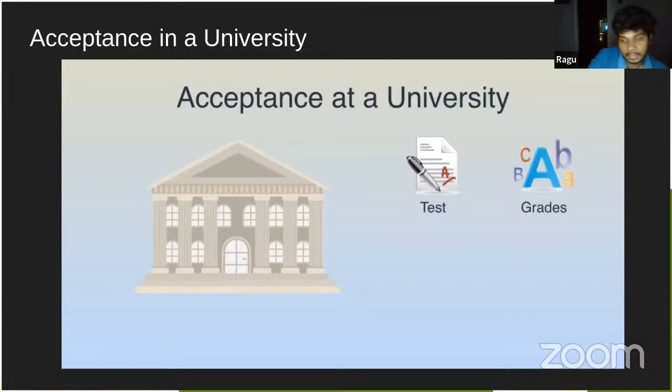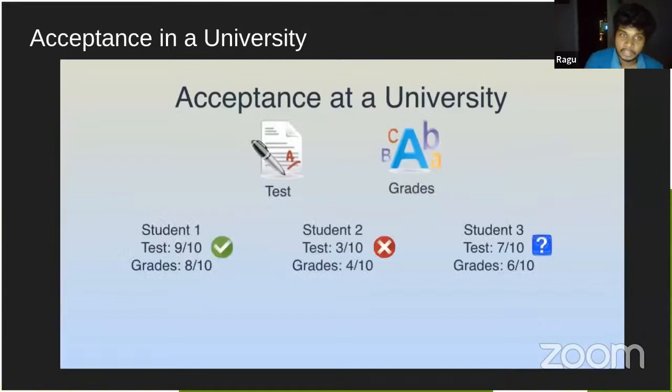So we'll see three people, their scores, and whether they got accepted or not. For example, the first student got 9 in his entrance test and 8 in his grade. The second student got 3 in his test and 4 in his grade, and he got rejected. And the third student, 7 in his test and 6 in his grade. So here we just want to find whether the third person got into the university or not.